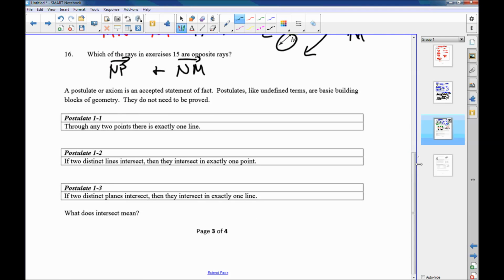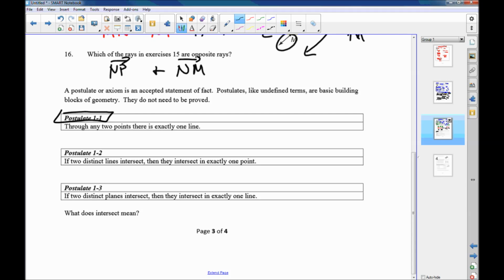Postulates, like undefined terms, are basic building blocks of geometry. They do not need to be proved. So this kind of uses our definitions for words and terms we've learned, but we don't have to prove this. We'll learn what kind of things have to be proved later on, and we'll do lots of proofs later on. So this is some basic building blocks.